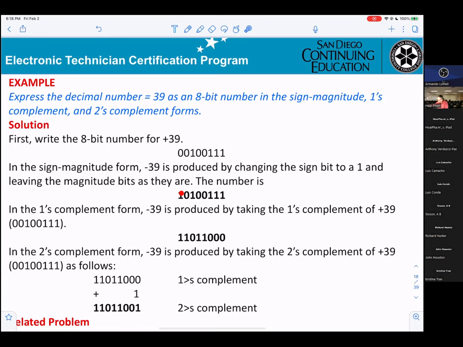In the first complement form, minus 39 is produced by taking the first complement of plus 39. This is the 39. For the first complement, you convert 0 to 1 and 1 to 0. And if you want the second complement, you have to take the first complement and add 1. So basically now you can understand that in a computer they use the first complement or second complement system to deal with negative numbers.